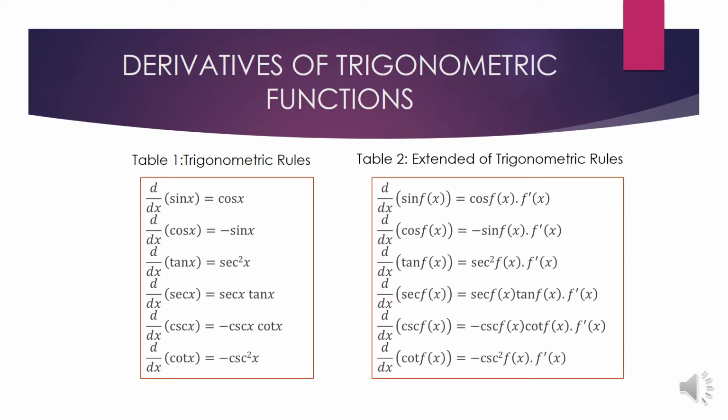In general, the differentiation for sine f(x), cos f(x), and others will follow the basic trigonometric rules, with x replaced with f(x), and also multiplied with f prime x.